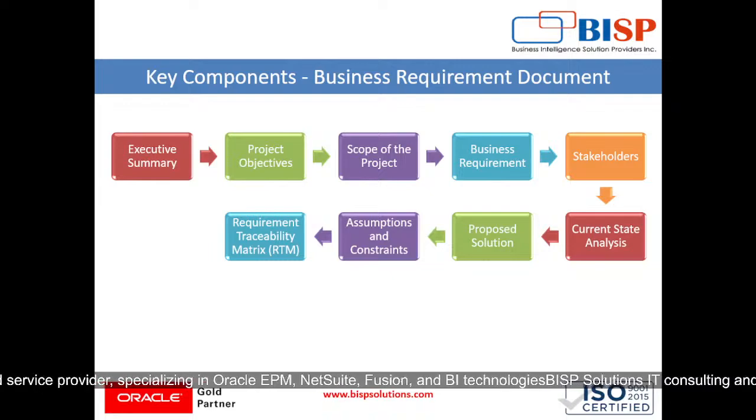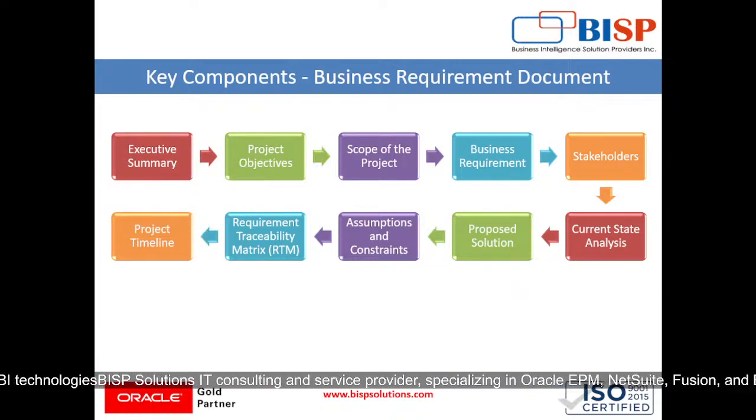seeing the BRD document. Then requirement traceability matrix, which is RTM, a table that maps business requirements to their corresponding functional or technical specifications, which ensures no requirements are overlooked. Then comes our project timeline, where high level milestones and deadlines will be there. Phases of the project with estimated completion dates will be there.